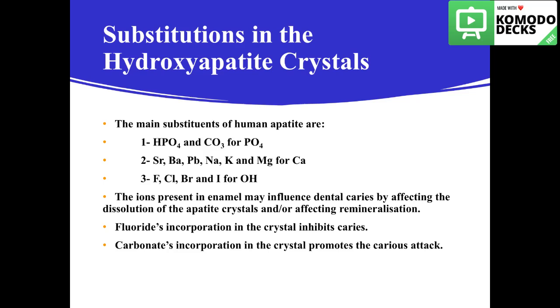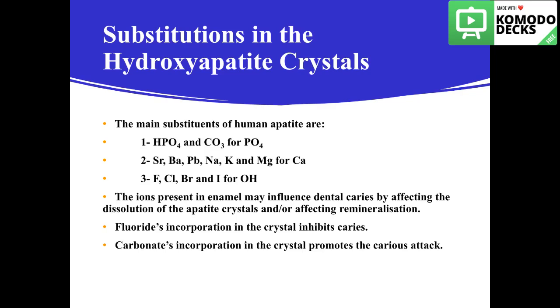Some substitutions of ions and minerals can happen in the human apatite. The main substitutions that can be seen are that hydrogen phosphate and the carbonate ion can substitute the phosphate ion. Also, strontium, barium, lead, sodium, potassium, and magnesium can substitute calcium ions. Furthermore, fluoride, chloride, bromine, and iodine can substitute the hydroxide ion.